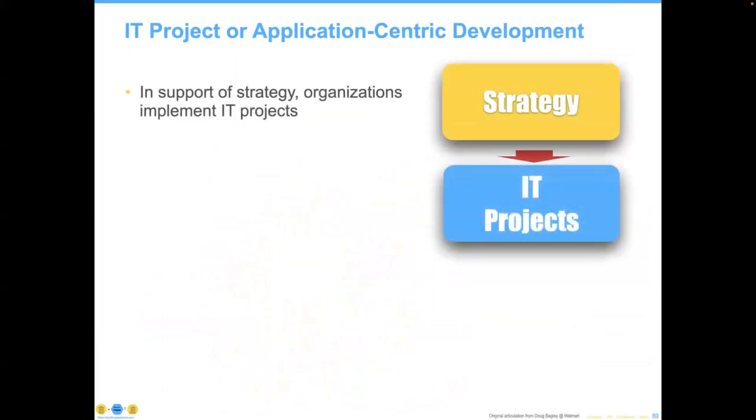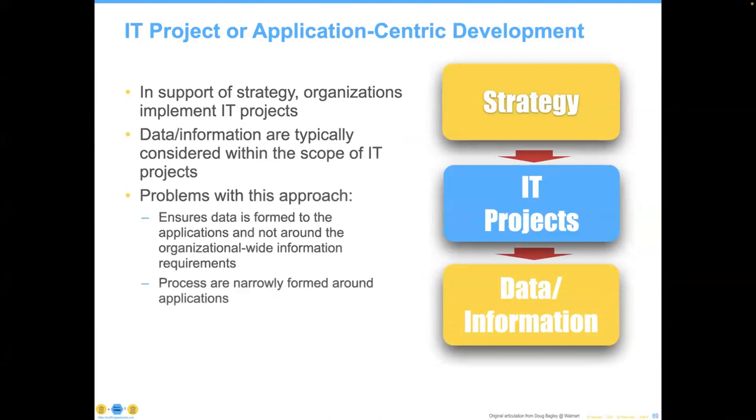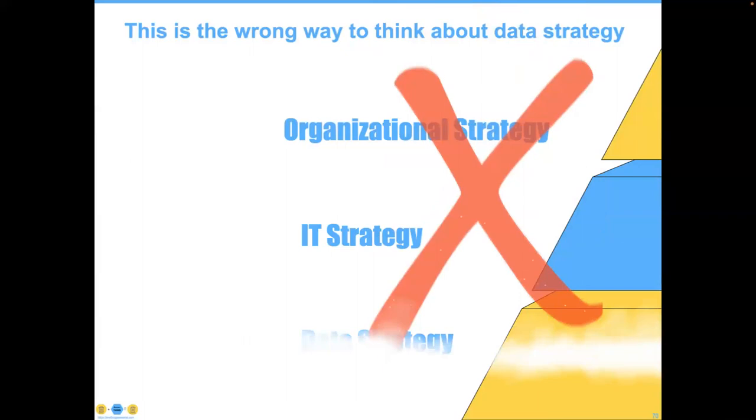Let's take a look at another thing we're going to be facing no matter what. We've done many of these things in IT in what we call an IT project or application-centric development perspective. We started out with strategy, and then we added some IT to it. After we add some IT, data and information are kind of the tail wagging the dog at the other end, which leads to some challenges and problems. There's a wonderful book on this by our colleague Dave McComb, and if you haven't had a chance to get into it, it's a really good read. But it really is the wrong way to think about organizational and data strategy, the idea that it derives through and is filtered through an IT piece.